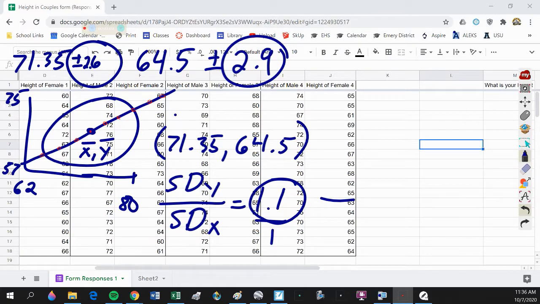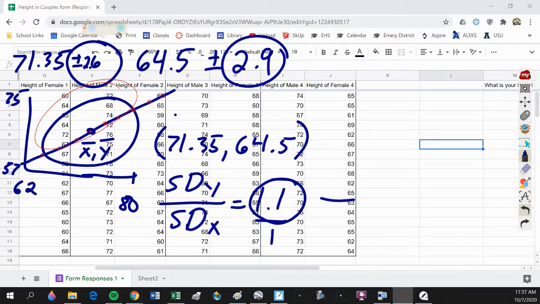So if you're not on the line, what do you know about these people? Above the line, the women's z-scores are higher than the male z-scores, right? And below, the women's z-score is lower than the male z-score. Okay?